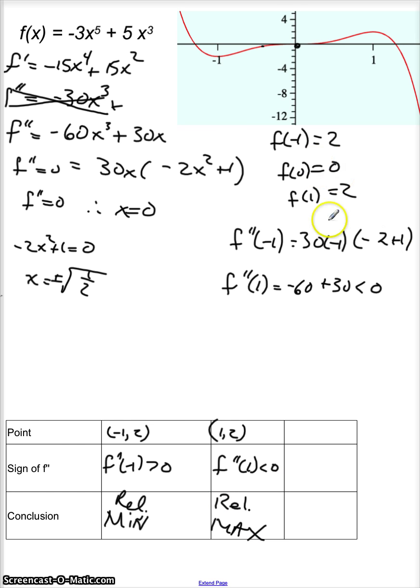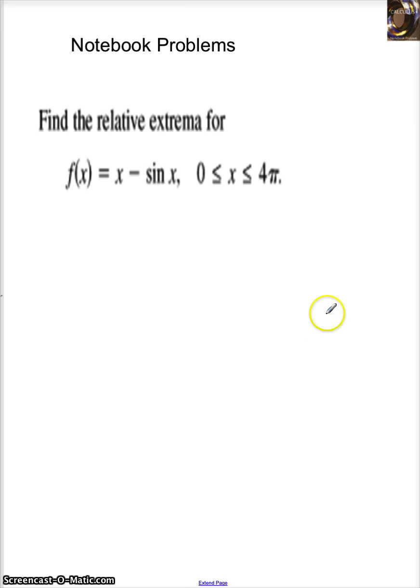All right, now let's go to f of 0. The second derivative at 0 is 0. So here the test fails. All right. Why don't you give a problem a try, stop the video when you're done, and finish your homework.